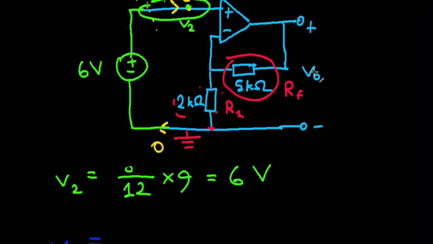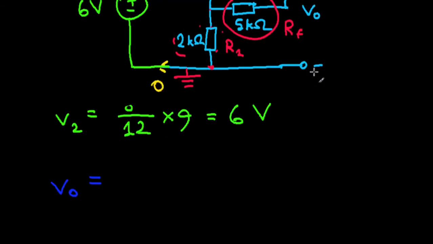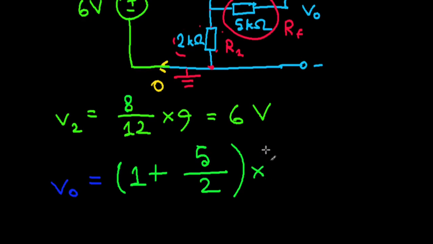All right, so enough with that. Let's now just find this. So this is going to be equal to 1 plus your feedback resistance. This is 5 kilo ohms, so 5 kilo ohms divided by 2 kilo ohms, your other resistance. So it's just 5 by 2, multiplied by this voltage right here, 6 volts.